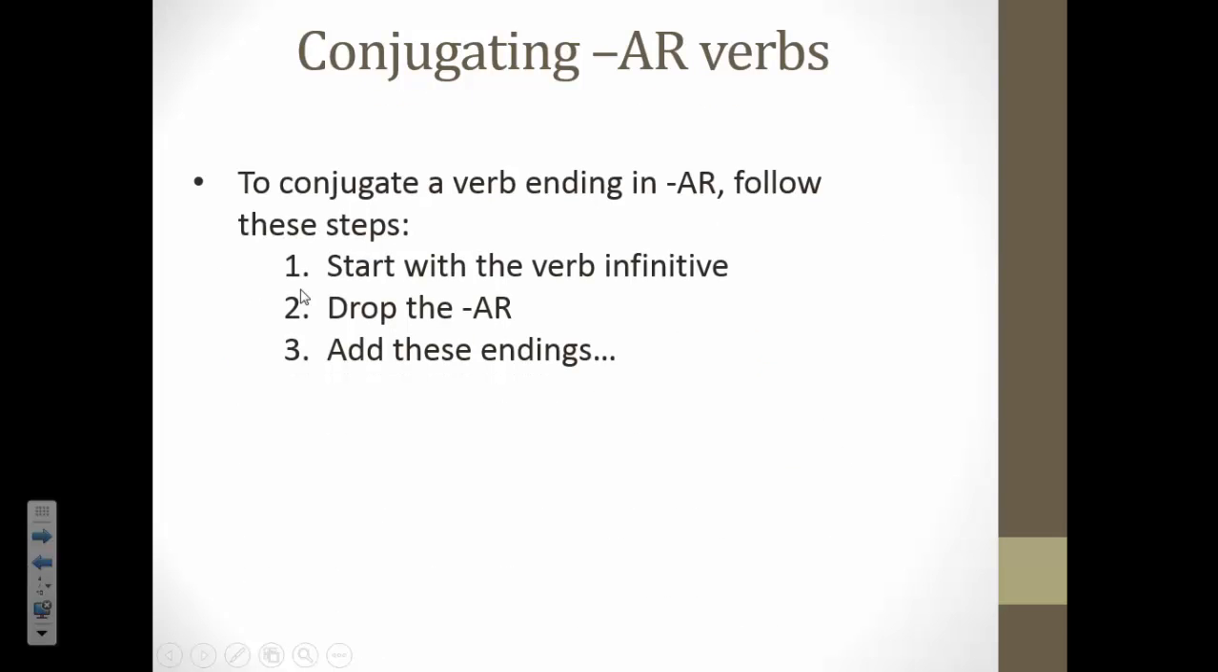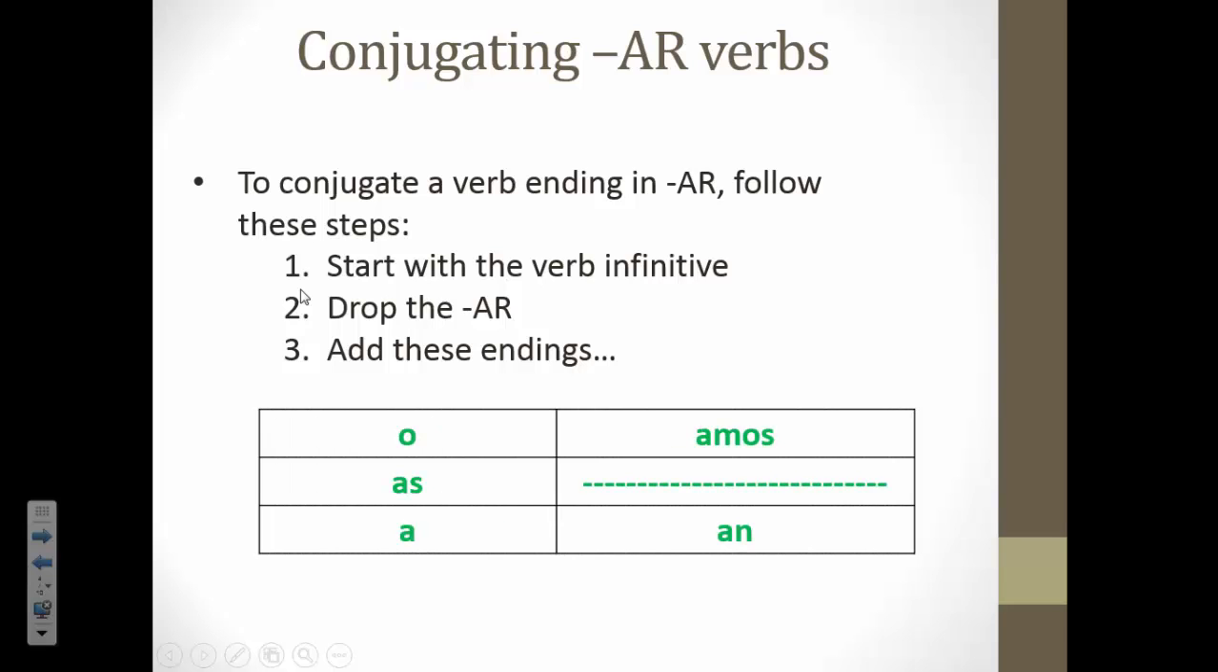Okay, so let's review conjugating AR verbs before we talk about ER and IR. To conjugate a verb ending in AR, follow these steps. Start with the verb infinitive, whatever that may be. Hablar, escuchar, descansar. Drop the AR from the end. Keep everything else there and add the following endings. O, as, a, amos, an.